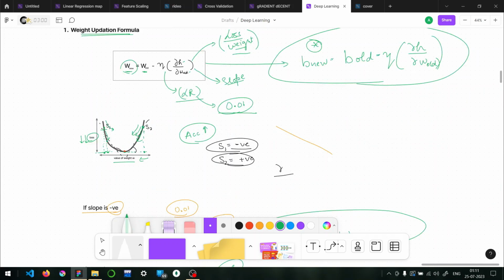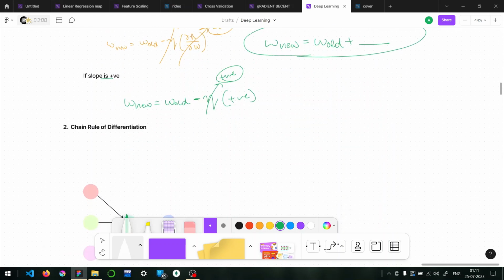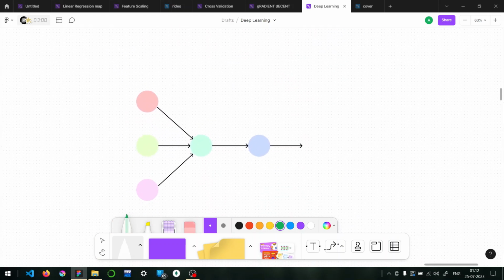Okay, so let us now continue our discussion on the chain rule of differentiation. Okay, so let's suppose we are having a neural network with a single hidden layer.